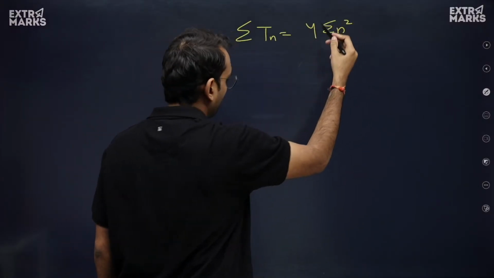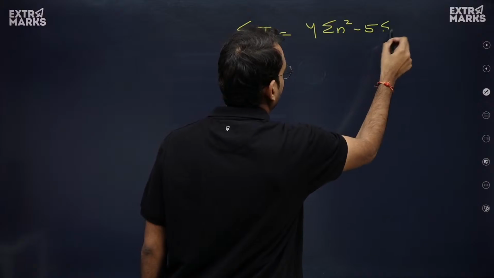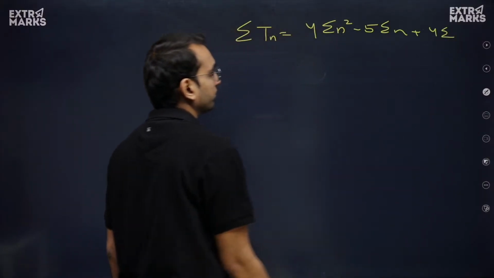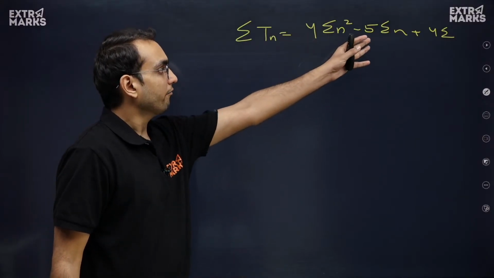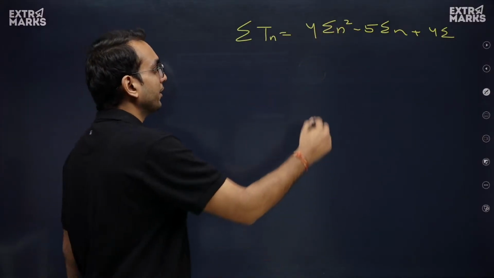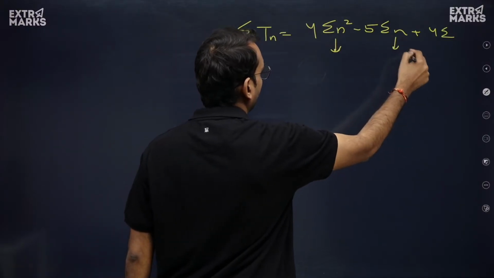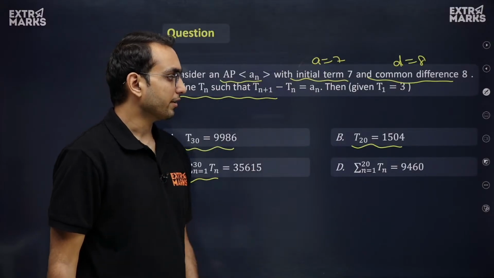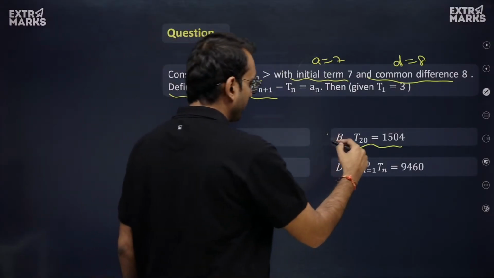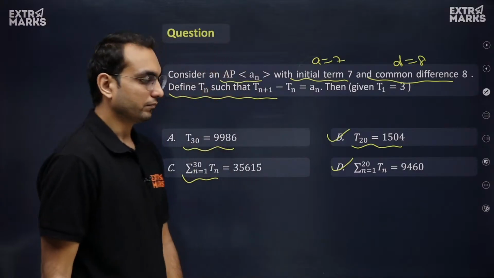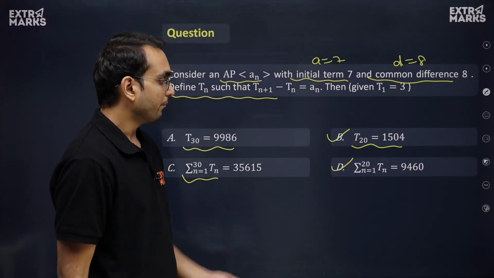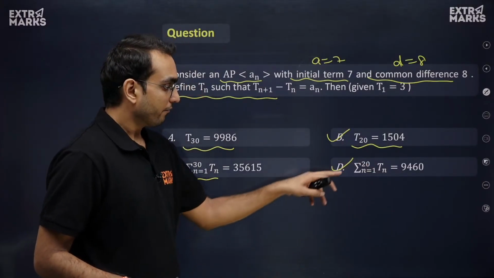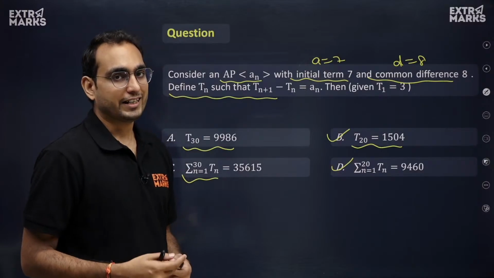Now if I want to find sigma Tn, so sigma Tn will be equal to 4 times sigma n square minus 5 times sigma n plus 4 sigma. You can find the value of each and every term because you know the formula for this, you know the formula for this, and then you can see which option is satisfying. So the answer is actually B and D. You can find the value of T20 by putting the value of n as 20. You can find the value of summation Tn where n is from 1 to 20 by putting n equals 20 in that.